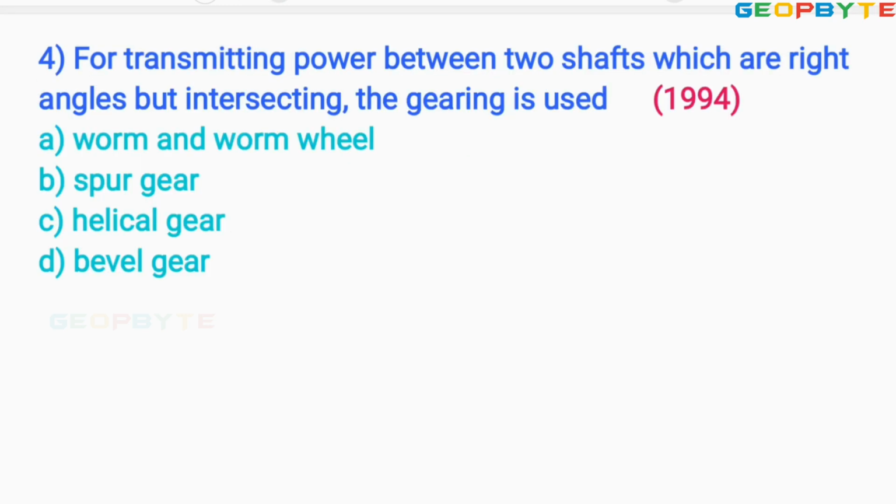Look at the fourth problem. It is asked in 1994. It is like this. For transmitting power between two shafts which are at right angles but intersecting, the gearing is... The two shafts are at right angles to each other and the axes of the shafts are intersecting. That kind of drive is done by a bevel gear mechanism.